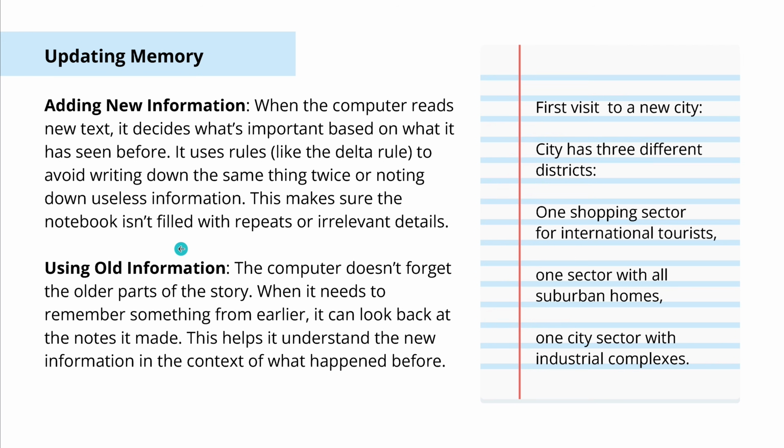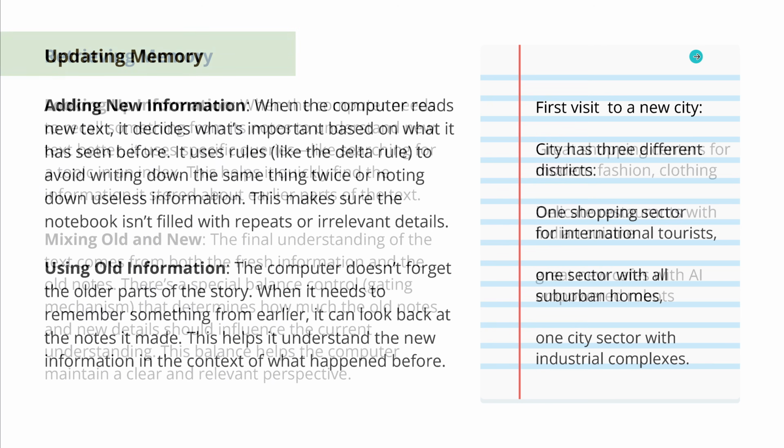And if we use now some old information, the computer doesn't forget the older parts of the story of a 1 million token length. So when it needs to remember something from earlier, it just looks back in the notebook, in the key value pairs, it reads it and it can update its memory.